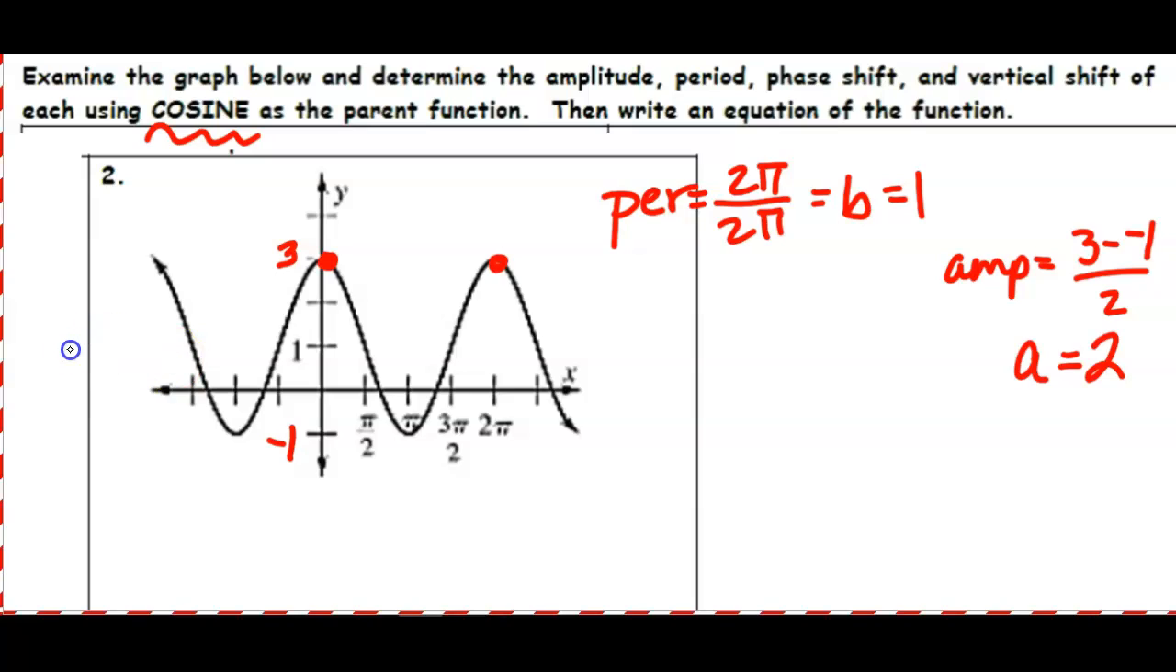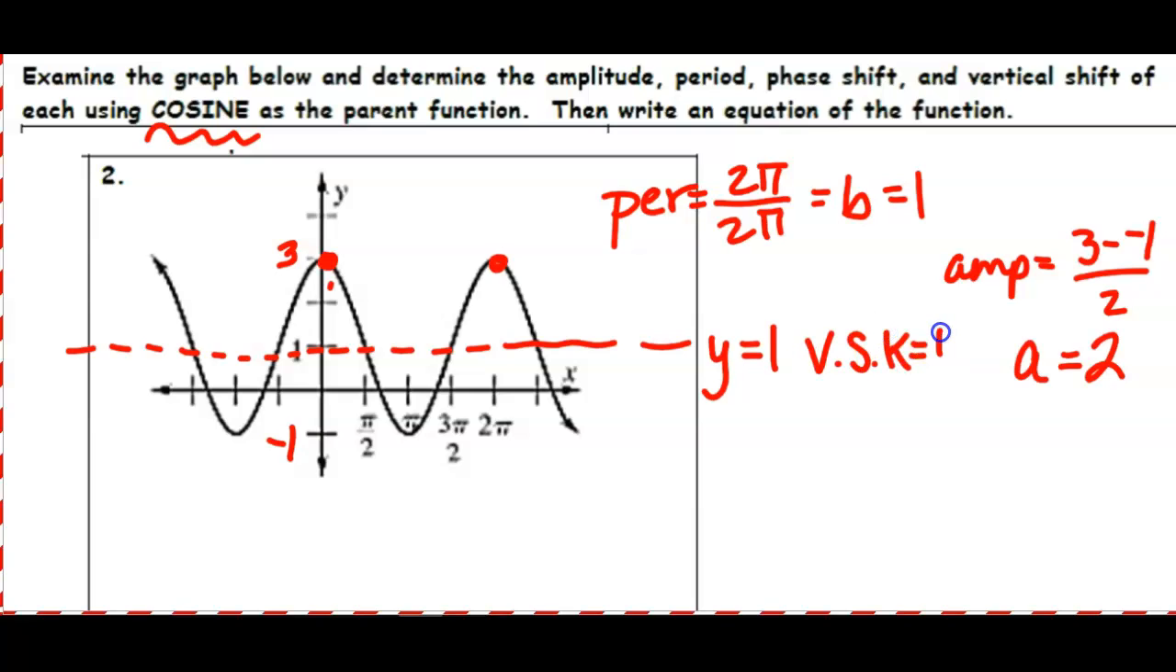But you could have also figured out where the midline was first. Okay, it was a distance of 4 top to bottom. So that was 2 below here is the midline, 2 above here is the midline. So our midline is y equals 1. So it has a vertical shift, or a k value, of +1. I don't think we need anything else.